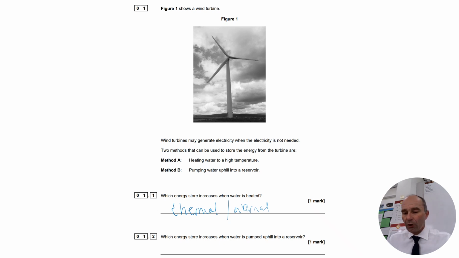Bit of a clue, uphill. So it means that our gravitational potential energy. So we're increasing the height of that water, therefore it's the gravitational potential energy store. And there is your mark.